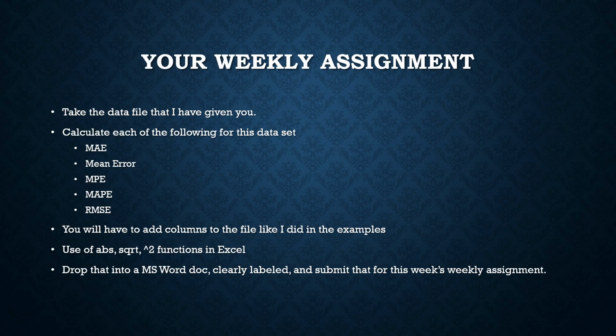And you can use the functions of ABS for absolute value, square root, and then if you want to square something, you use a little caret 2 and use those functions in Excel. Once you get those results, drop those into a Word doc, clearly label them, and then submit that for this week's assignment. Right? If you have any questions, let me know.